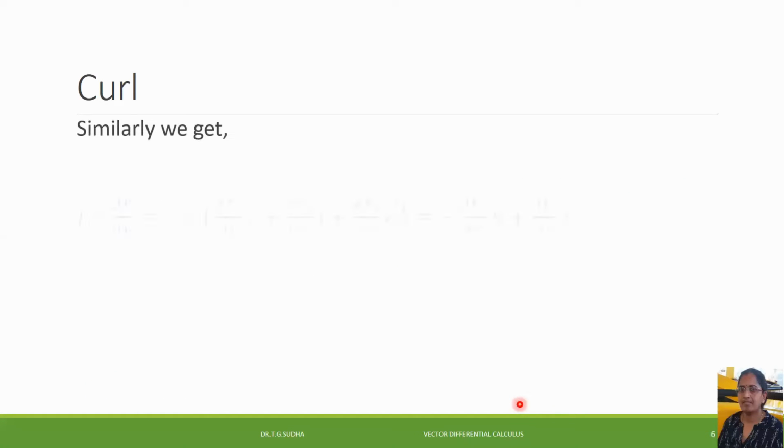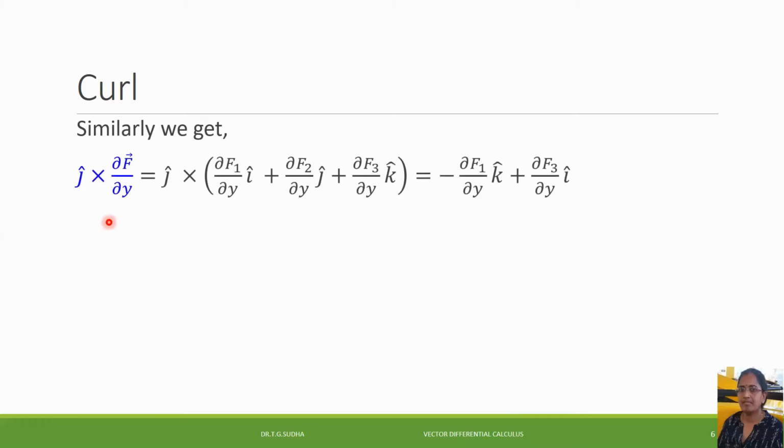Similarly, we can calculate the other two terms, that is j cross dou F by dou y, and that is equal to j cross dou f1 by dou y into i plus dou f2 by dou y into j plus dou f3 by dou y into k, and that gives us minus dou f1 by dou y into k plus dou f3 by dou y into i, because j cross i is equal to minus k and j cross j is 0, j cross k is equal to the unit vector i.